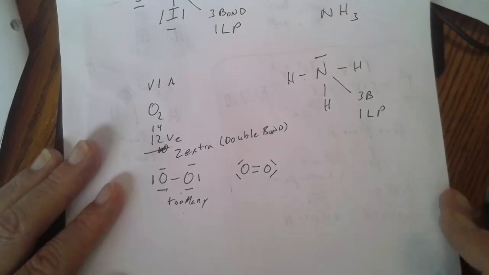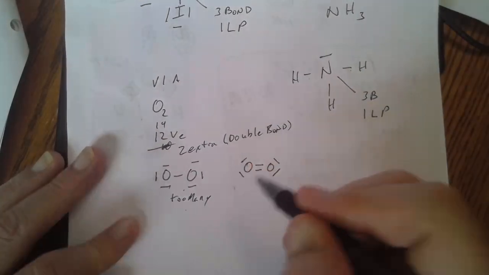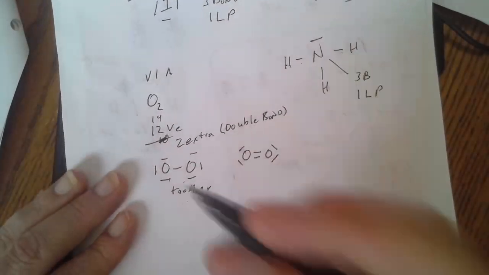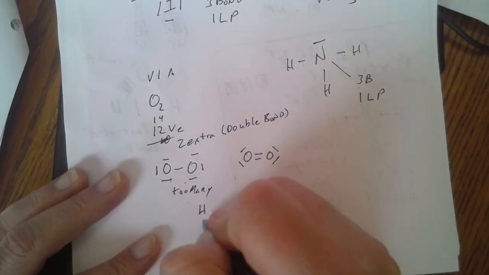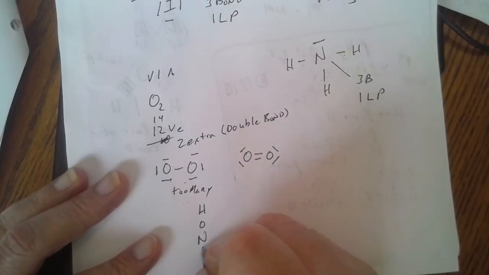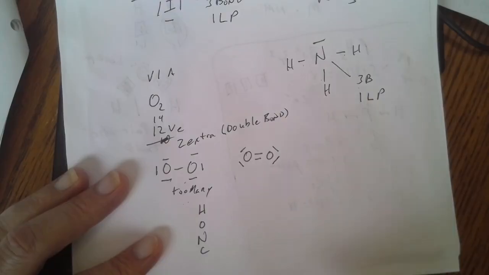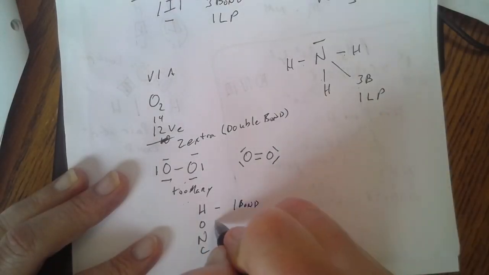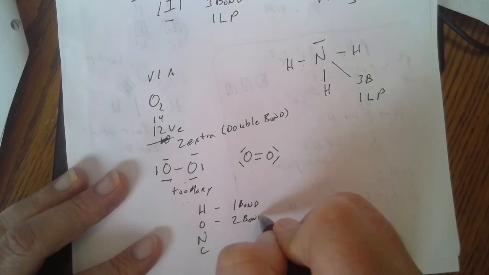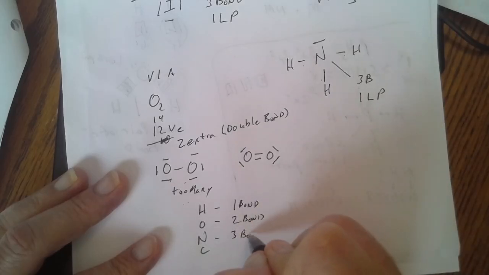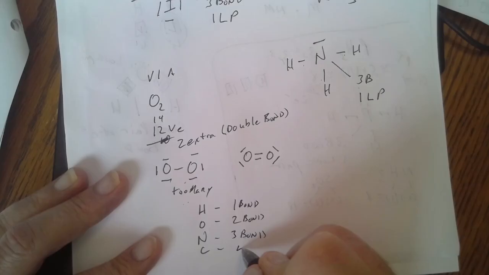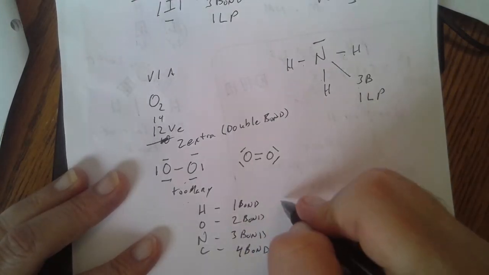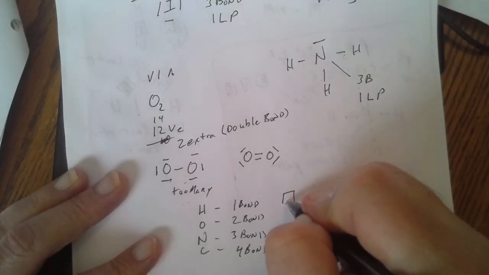Now, a teacher may have told you a long time ago that oxygen likes to have 2 bonds. This is true. We have a rule for this. It's called HONC. H-O-N-C. Hydrogen and halogens like 1 bond. Oxygen likes 2 bonds. Nitrogen likes 3 bonds. Carbon likes 4 bonds. You can memorize this rule, or you can simply look at the idea.